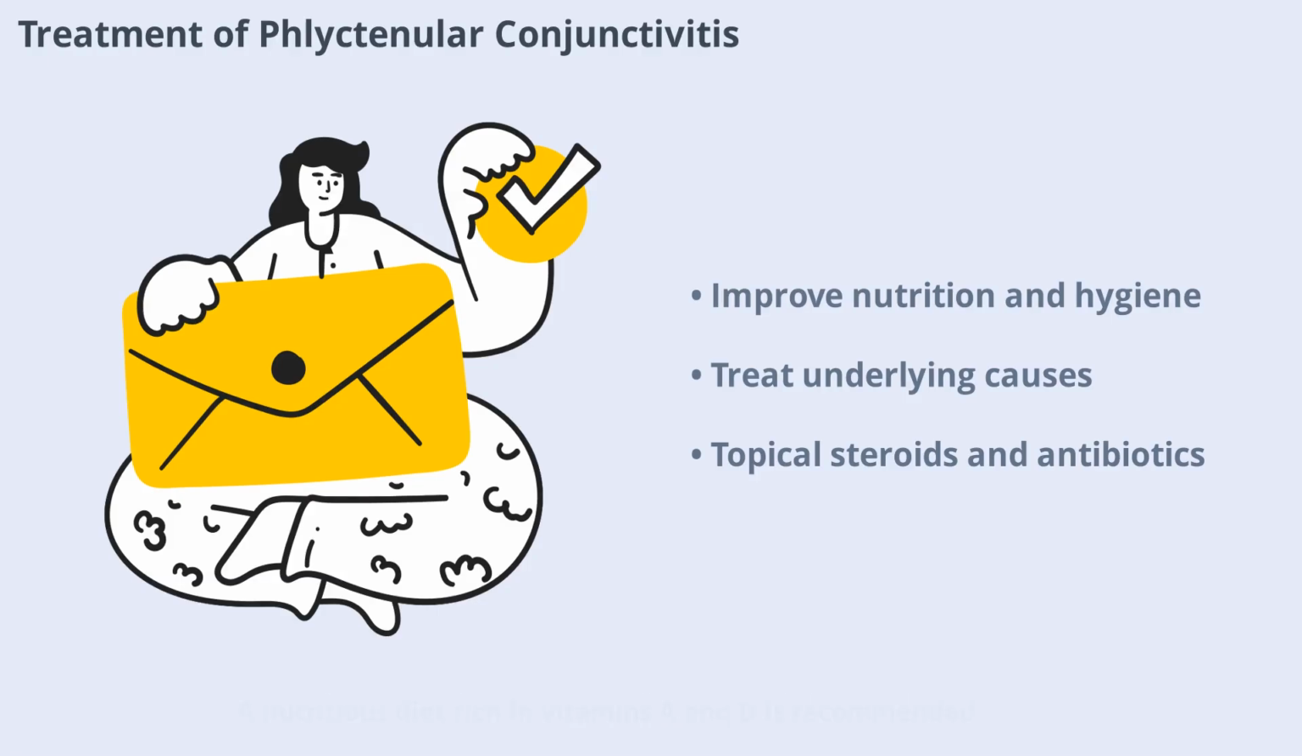A nutritious diet, rich in vitamins A and D, is recommended, and underlying causes, such as tuberculosis or tonsillitis, should be addressed. Locally, topical corticosteroid eye drops or ointment are highly effective, and antibiotics are used if secondary infection is present. If the cornea is involved, 1% atropine ointment and dark glasses may be prescribed to relieve photophobia.